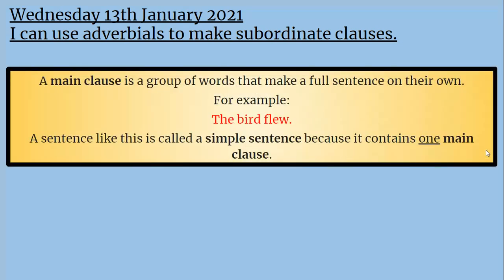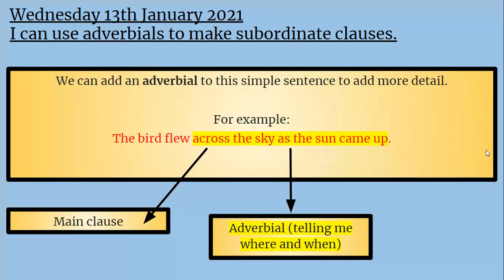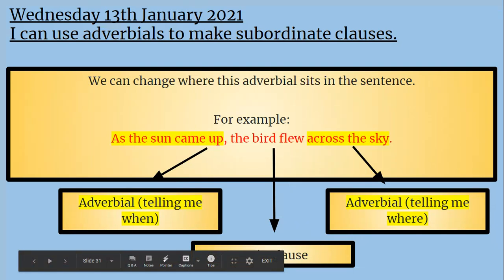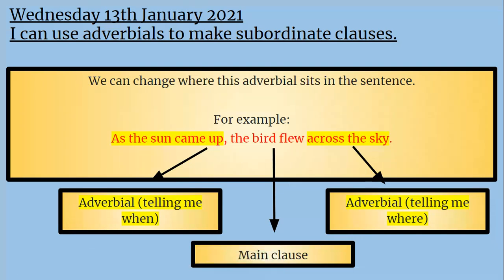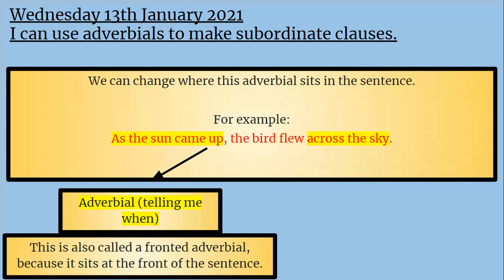A main clause is a group of words that make a full sentence on their own. For example, the bird flew. A sentence like this is called a simple sentence because it contains one main clause. We can add an adverbial to this simple sentence to add more detail. For example, the bird flew, which is the main clause, across the sky as the sun came up, the adverbial telling me where and when. We can change where this adverbial sits in the sentence. For example, as the sun came up, telling me when, the bird flew, main clause, across the sky, adverbial telling me where. So these adverbials can be used anywhere in a sentence, and they always give us extra detail.